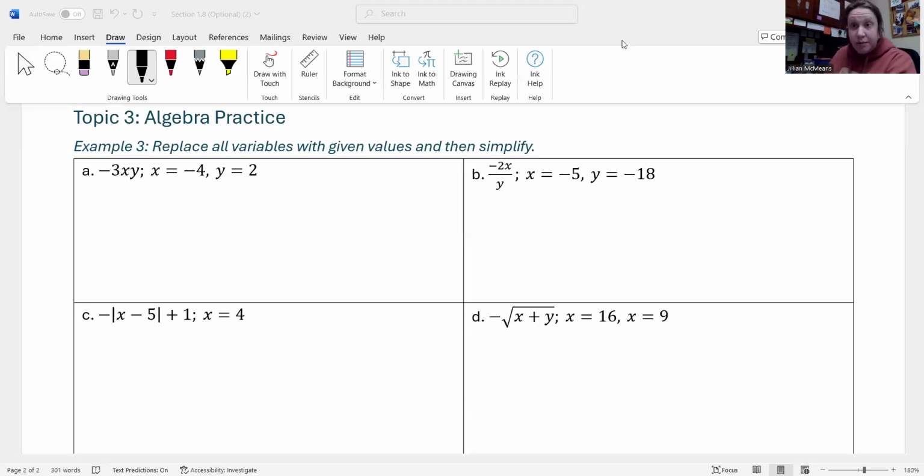So we are rapidly approaching our chapter on algebra. We've snuck in little bits of things here and there involving algebra. So let's practice algebra using the order of operations. Okay, so for topic 3, again, it's the order of operations just involving some algebra.